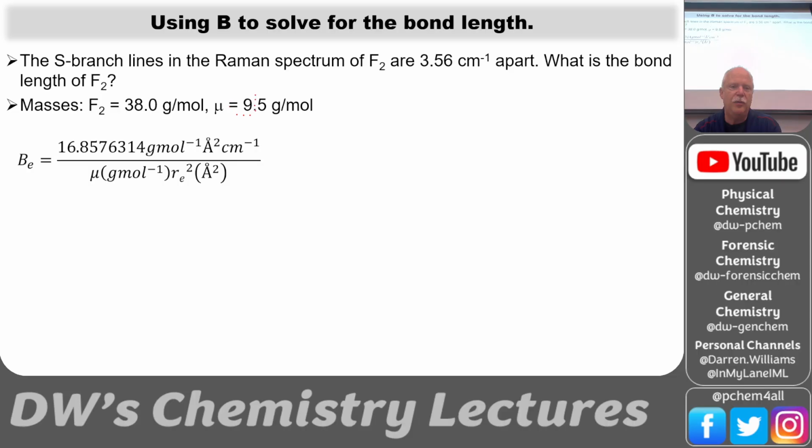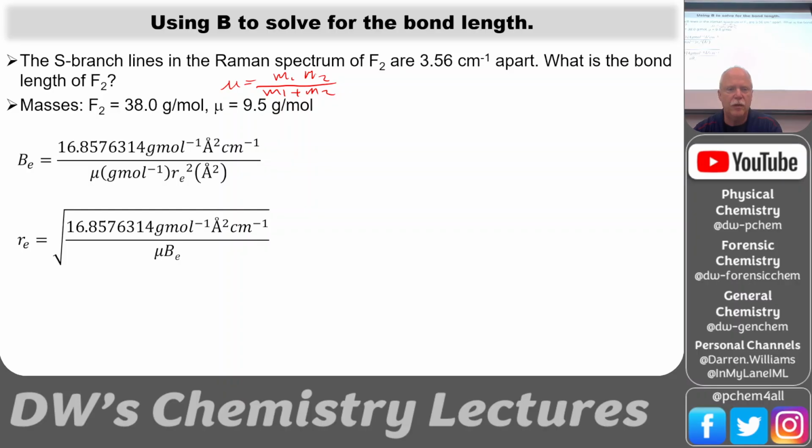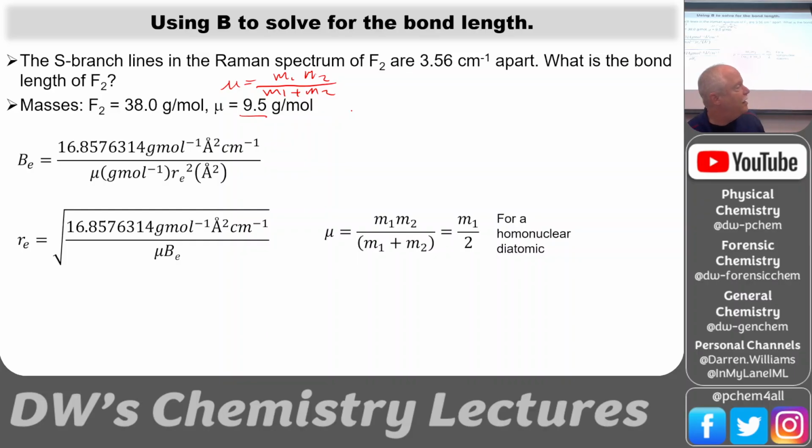Okay. So where do we get this mu? Let's calculate that first. Mu is equal to M1 times M2 over M1 plus M2. Do I do this one? Yeah, here it is for a homonuclear diatomic. Okay, so I have M squared on top because it's homonuclear, divided by 2M. And so then the M's cancel, we have M1 over 2. So that's real simple to calculate that. That's half the fluorine mass.